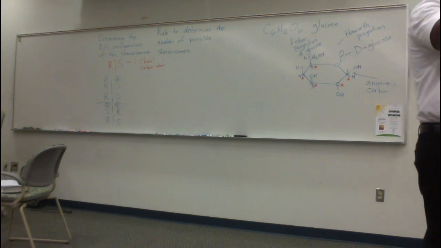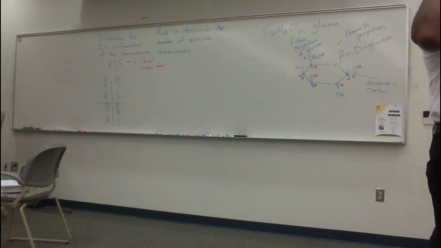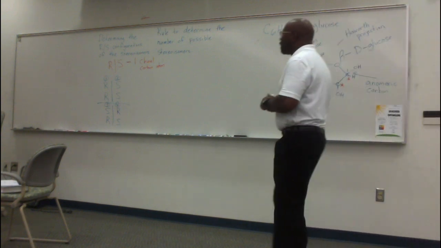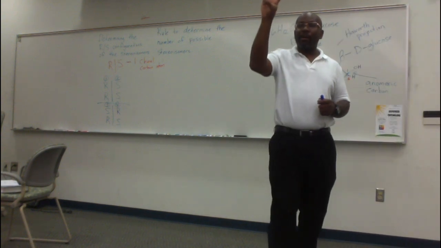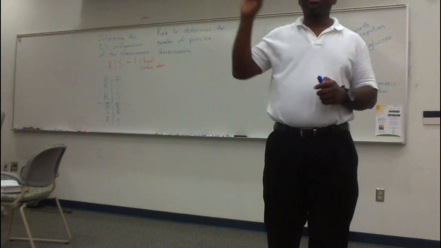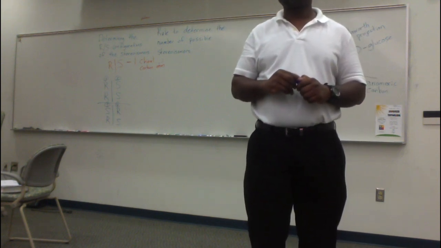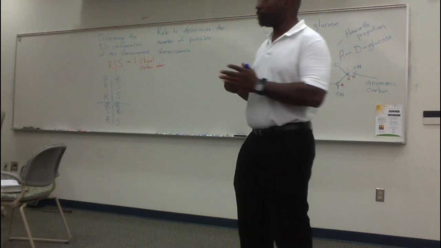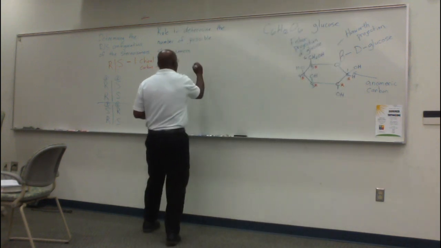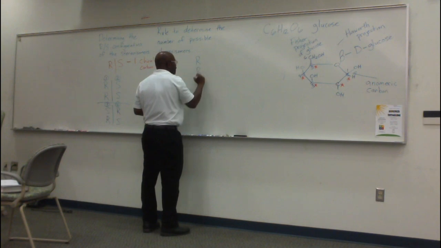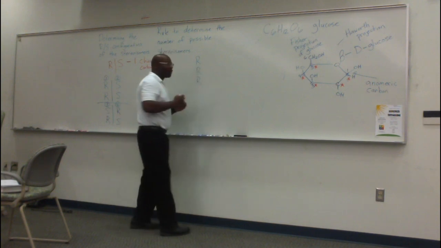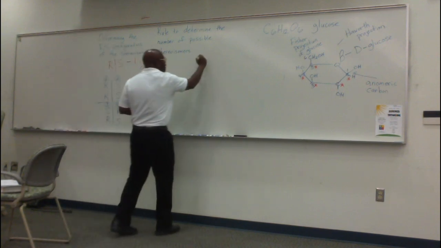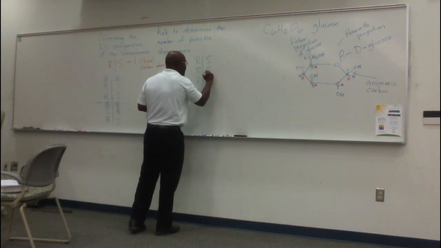We should do one for 3. If I have three chiral carbon atoms, how many letters would I need? 3. I'm going to start with the same letter all the way through. I will have R, R, R. The mirror of R, R, R would be S, S, S.